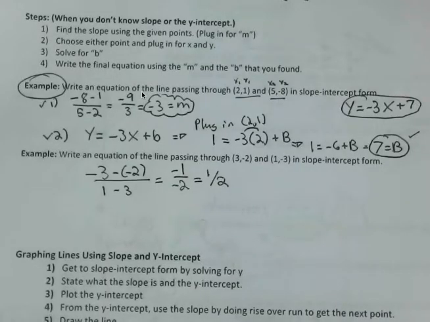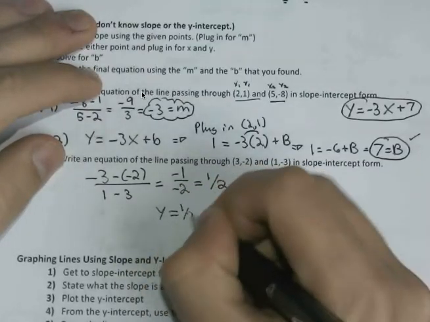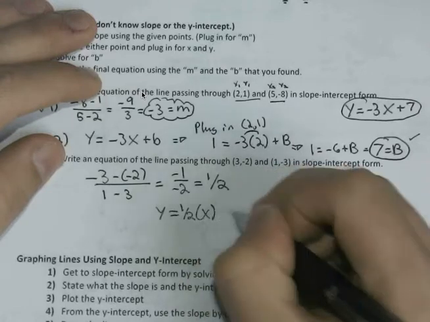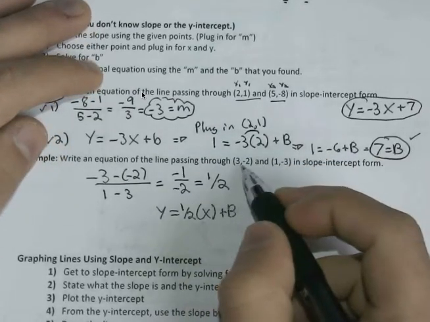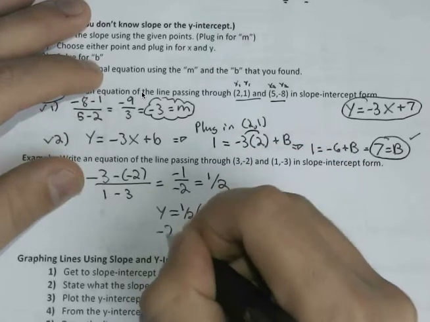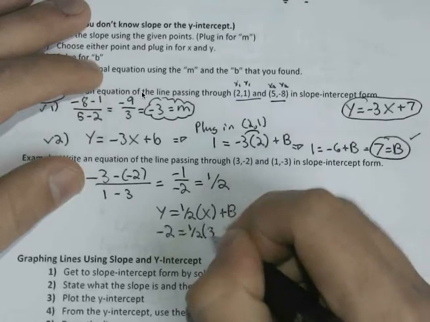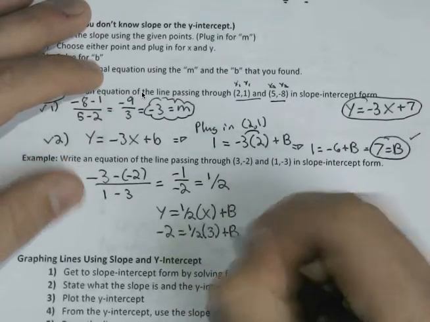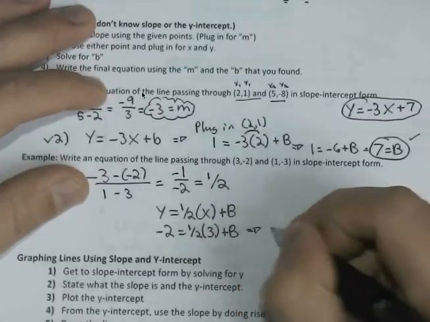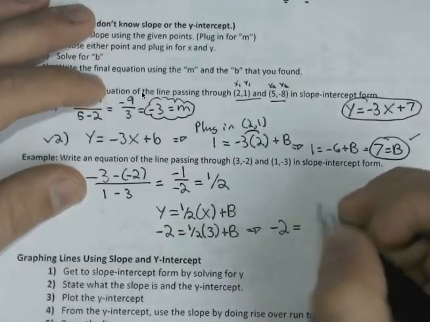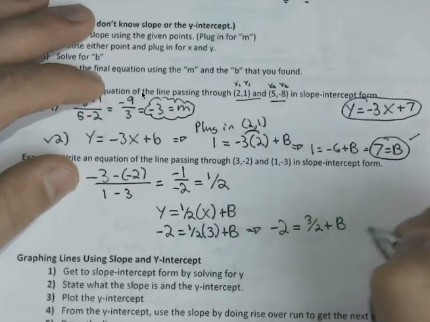If you take this further, you can have y equals 1/2 x plus b. I'm going to plug in (3, -2). So -2 for y. 1/2 still sitting tight. 3 for x plus b. 1/2 times 3 is going to give us 3/2. So -2 equals 3/2 plus b.